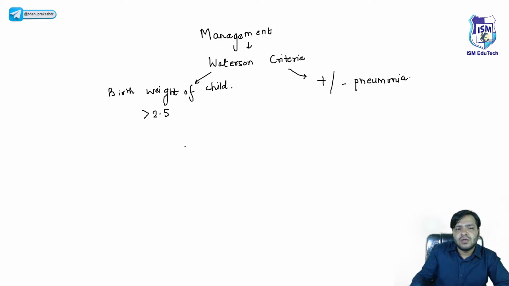So if the birth weight of the child is more than 2.5 kgs, if the birth weight is between 1.5 to 2.5 kgs, and the third category if it is less than 1.5 kgs.